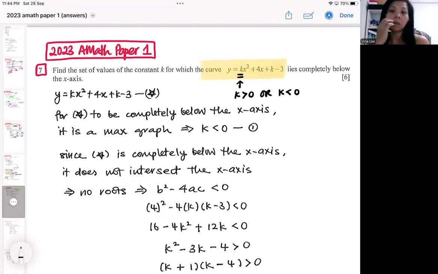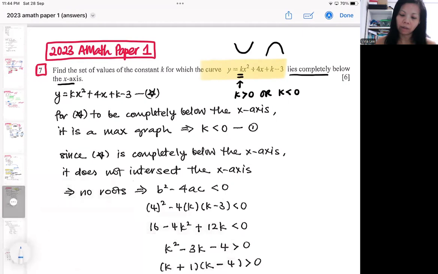So the deciding factor is the coefficient of x squared. In this case, we are not sure, so we do not know whether we are dealing with a smile graph or a sad face graph. But we know that it's going to be lying completely below the x-axis. So between a smile graph and a sad face graph, only the sad face graph can lie completely below the x-axis. For the smile face graph, it's not possible.